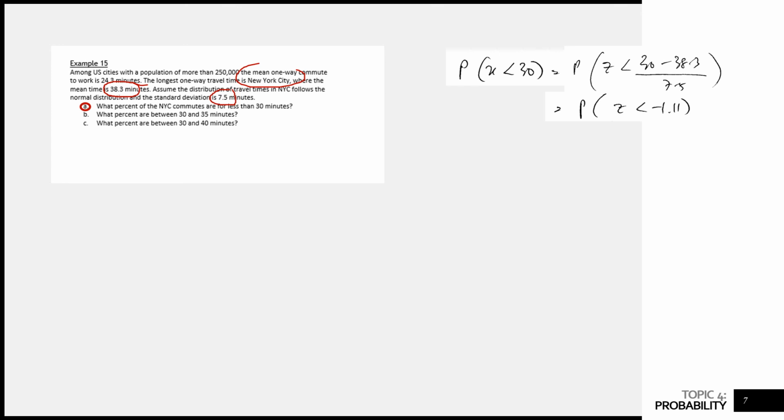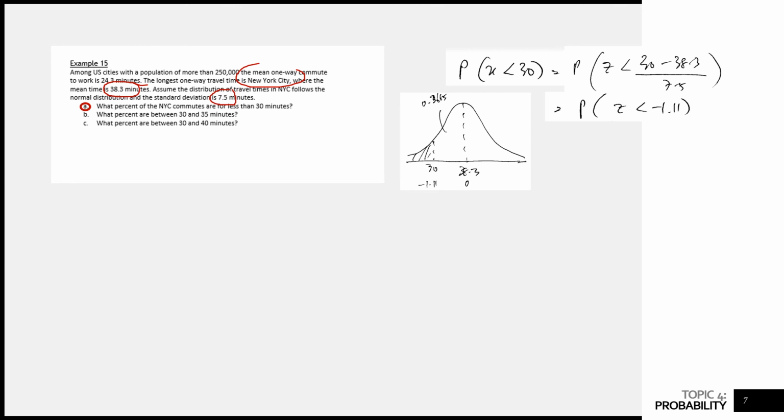The next thing you need to do is to sketch the area. So you know that you want to sketch area below 30. In other words, below negative 1.11. So how do you do that? You find the probability of 1.11 first. So the probability of 1.11 is 0.3665. Please look at the table. Whenever we do this, you need to refer to the table because you need to know how to read the table.